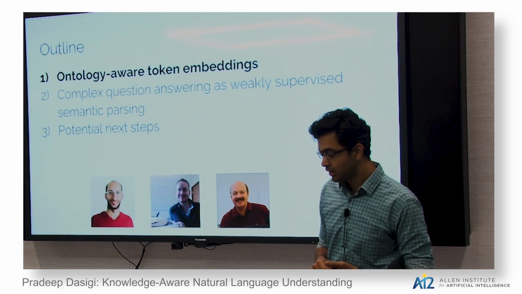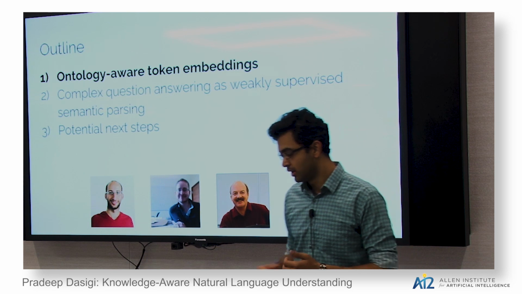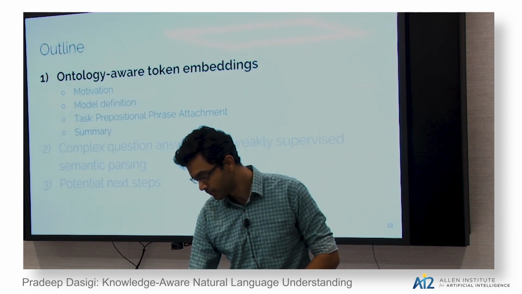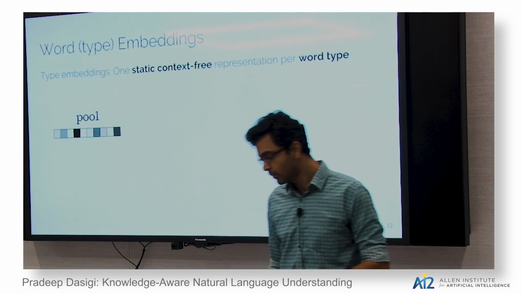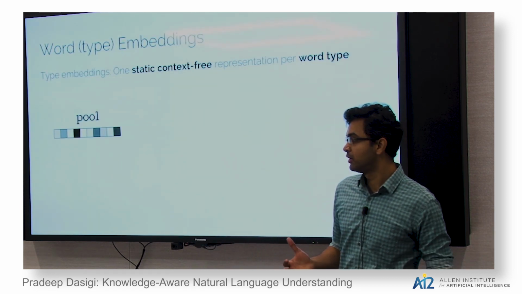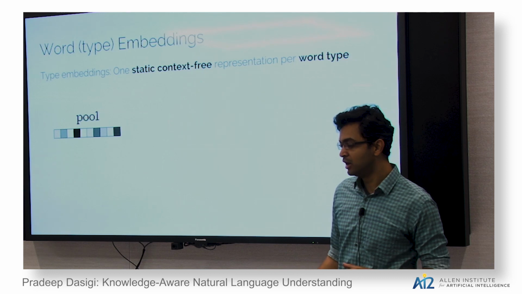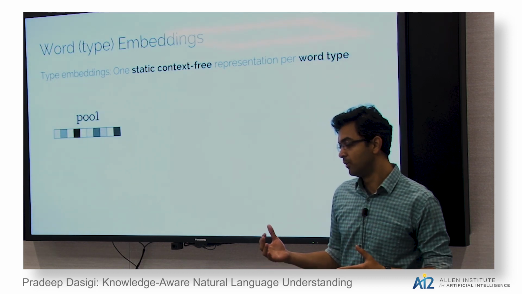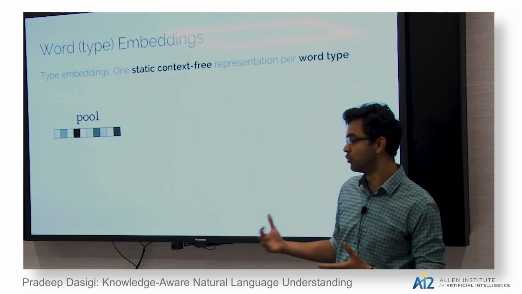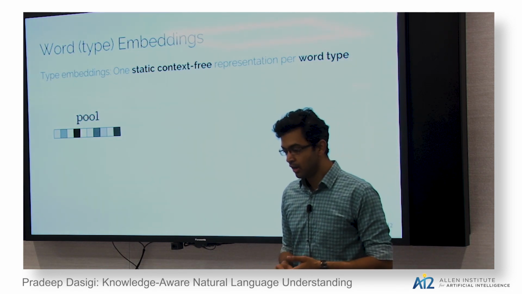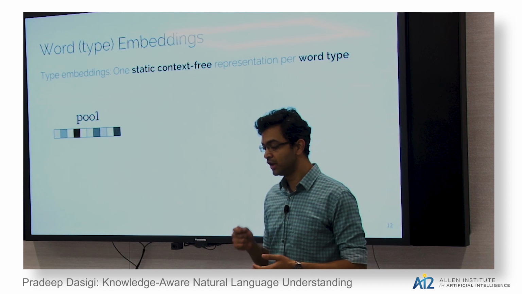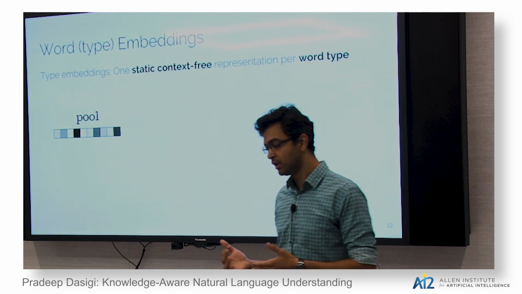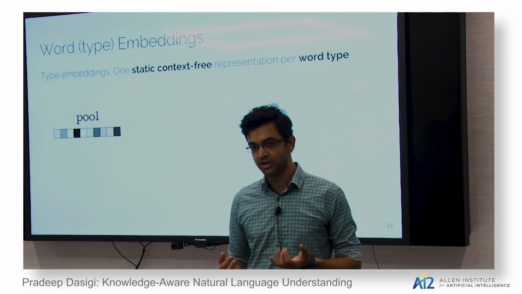The first work is joint work with Waleed, Chris, and Ed, and this is the outline of the first part. Okay. We are all very familiar with word type embeddings, which are essentially word vectors, which are inputs to most natural language understanding systems. A key thing to note here is that most of these word vectors are often static and context free, and we have one representation per word type.